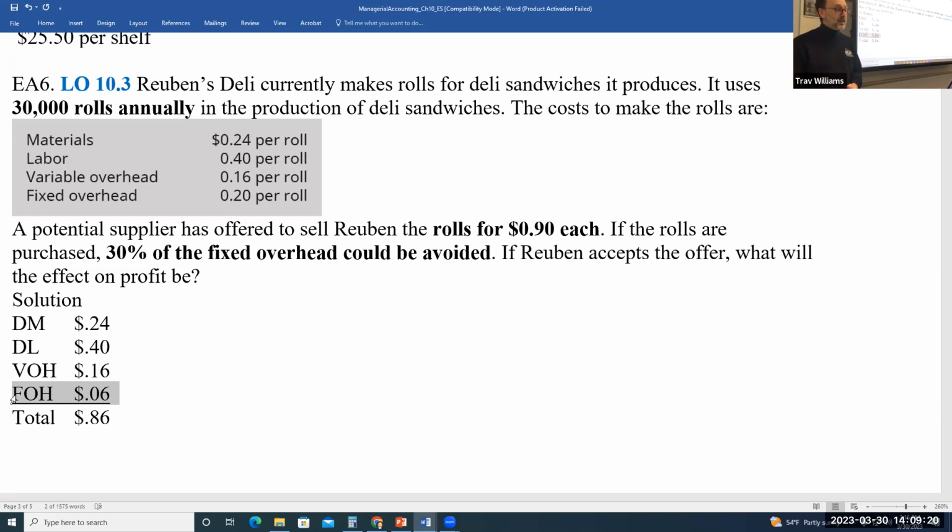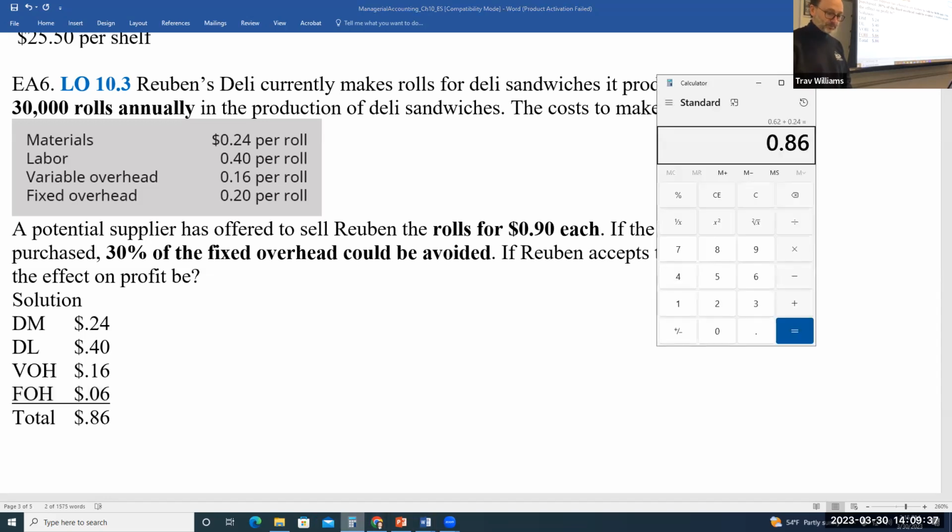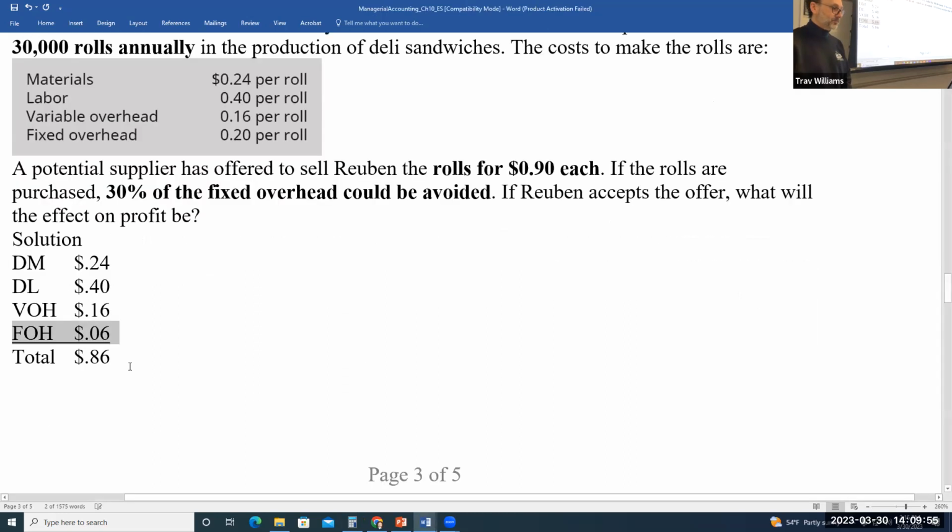Now, if the other supplier is willing to sell us the rolls at 90 cents each, that's more than our cost. So if we do accept the offer, we're losing 4 cents per roll, right? We have to pay an extra 4 cents per roll compared to our costs. And there are 30,000 rolls a year. That means our profits go down $1,200. Right?